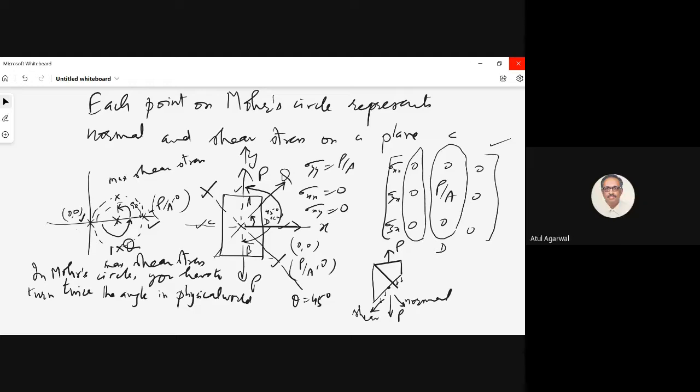Yes, sir. Now suppose I want to see this plane. So this plane normal vector is in this direction. Let's call this plane S. So you have to turn clockwise 45 degrees from this plane. So 90 degrees in this direction. So this becomes your S. Now you see, here shear stress is positive, here shear stress is negative. So what does it mean? Shear stress here should be doing clockwise twisting.